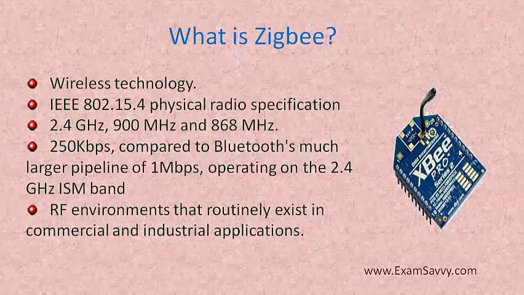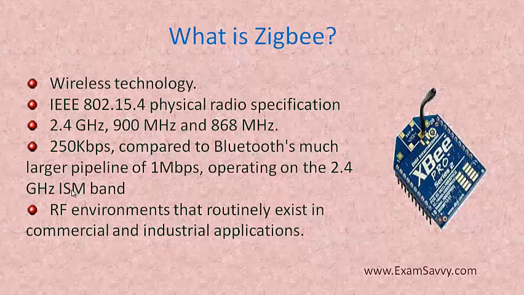Here it has 250 kbps in case of wireless personal area network, which can communicate at a speed of this range, 250 kbps. And it is physically separated by a distance of 50 meters in typical circumstances, and it can have a greater distance in an ideal environment. When compared to Bluetooth, which has a much larger pipeline of 1 Mbps, ZigBee operates on the range of 2.4 GHz in the ISM band, in RF environments that routinely exist in applications like commercial and industrial.